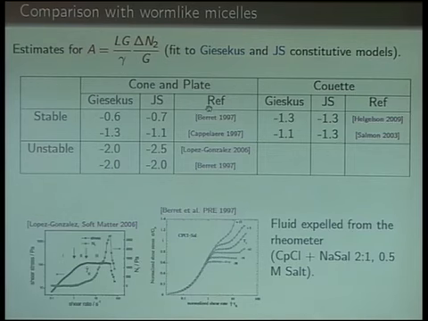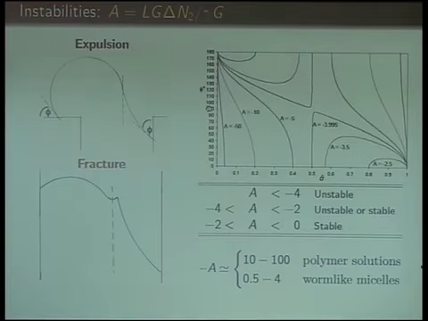So where did those numbers come from? Those numbers came from A, which involves knowing the difference in the second normal stress between the two phases, so there's not much data on that, right?